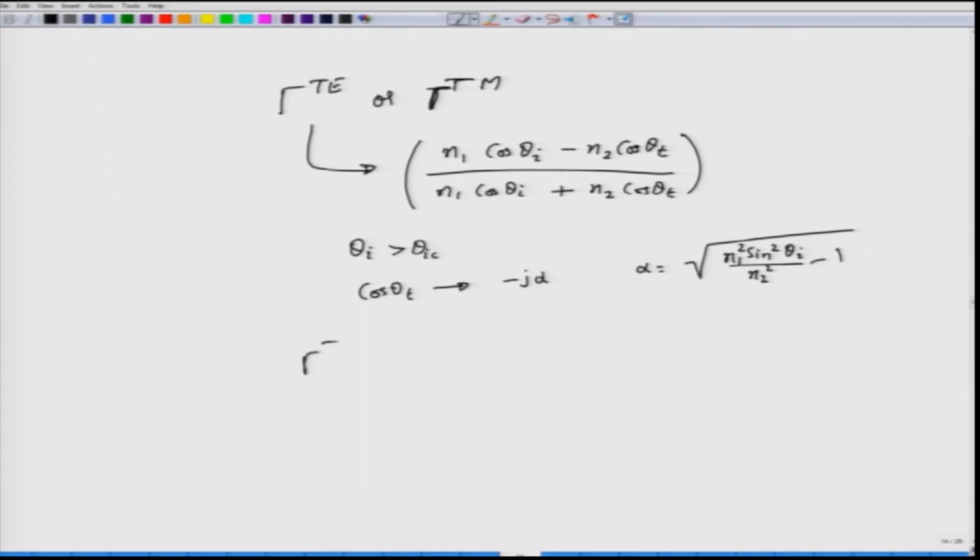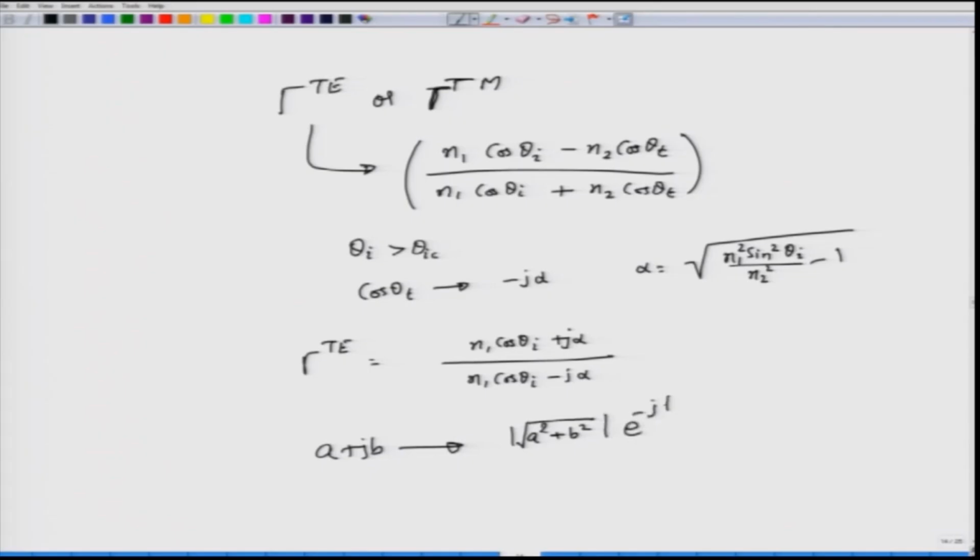So, what we have for gamma TE will be some real quantity plus j alpha, because of a minus and minus becoming plus there, divided by N1 cos theta I minus j alpha. If I have A plus jB, the corresponding polar form will be the magnitude, which is the square root of A square plus B square, times the phase, which is e to the power j tan inverse of B by A. I am assuming certain things about B and A, that they will be positive, and therefore you do not really need to worry about which quadrant or add a certain pi or something like that.